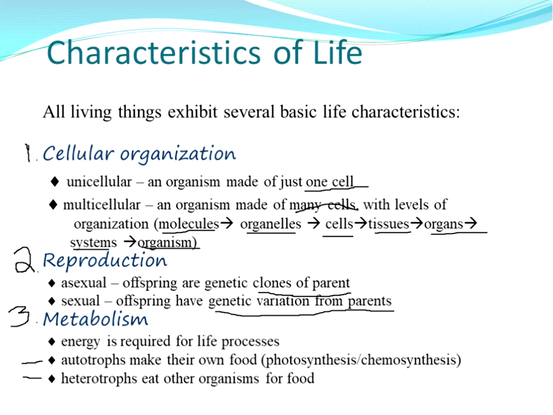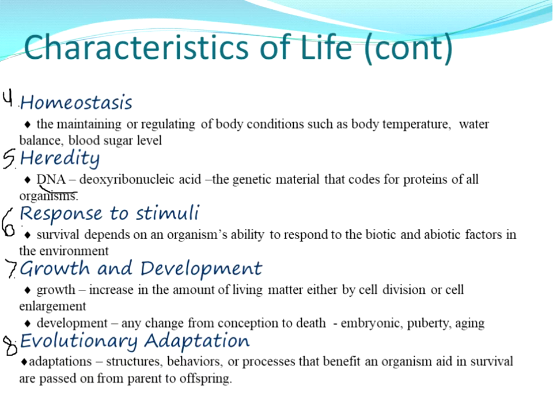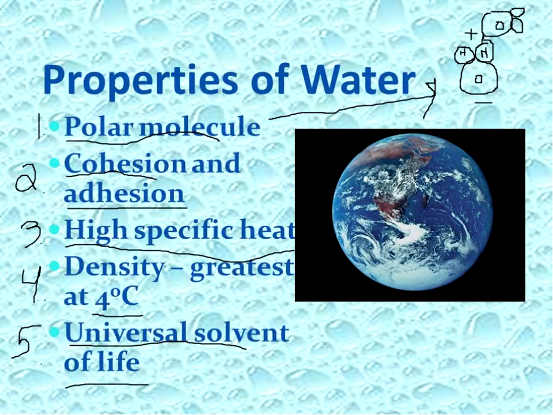You need to know also the characteristics of life. Every single living thing on Earth has to have cellular organization, be able to reproduce, be able to break down stuff to make energy, homeostasis being normal, passing down their DNA, heredity, being able to respond to a stimulus, being able to grow, develop, and being able to evolve and change. All living things have to do that.